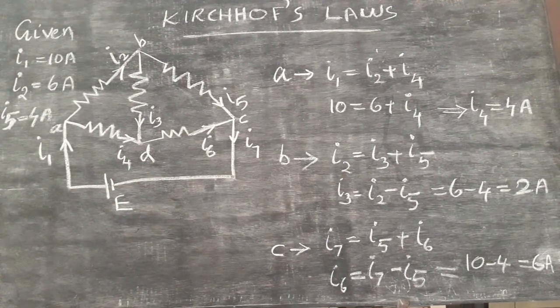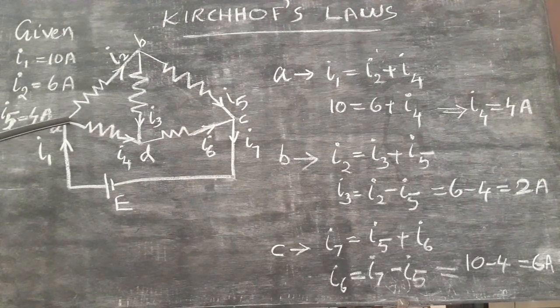In the question it is already given that branch current I1 is equal to 10 ampere, I2 is equal to 6 ampere, I5 equal to 4 ampere. The question is to calculate all other branch currents. For that we are applying KCL. KCL is a junction rule applicable for a junction. Therefore we are identifying what the junctions are.